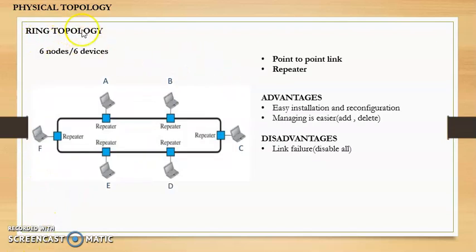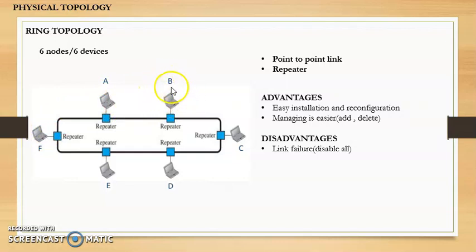Next, let us discuss ring topology. Now in ring topology, there is a point-to-point link only to the two devices on either side of it. Now say for example, in this figure, there are 6 devices or 6 nodes. So each of these devices will have a point-to-point link only to the two devices on either side of it. So say for example, this device A will have a point-to-point link to device F and device B.